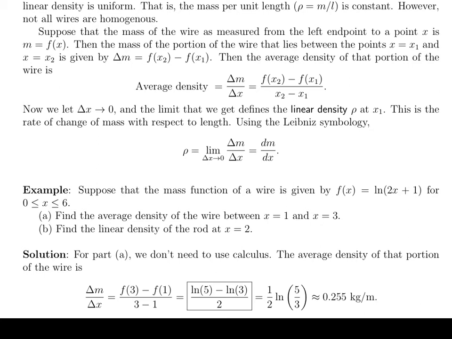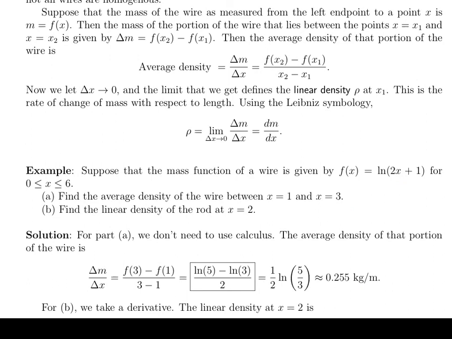So we'll have delta m over delta x is equal to f of 3 minus f of 1 all over 3 minus 1. Because we're doing this between x equals 1 and x equals 3. So we're just plugging those values into the mass function that we started with. So we'll just get log 5 minus log 3 all over 2. If you work all that out, then we get this value here. I guess I never actually said what the units of measurement are, so we're going with kilograms for the mass, meters for the length. Okay, so this is an average density.